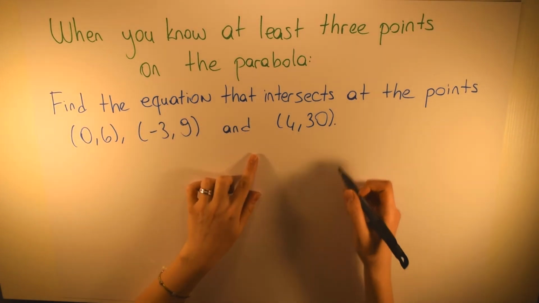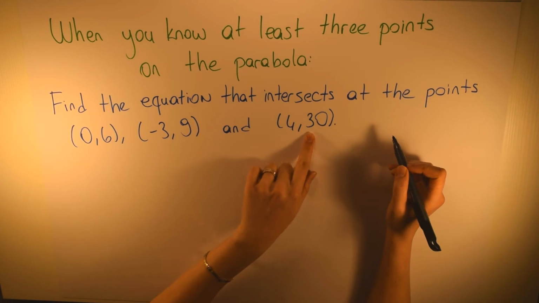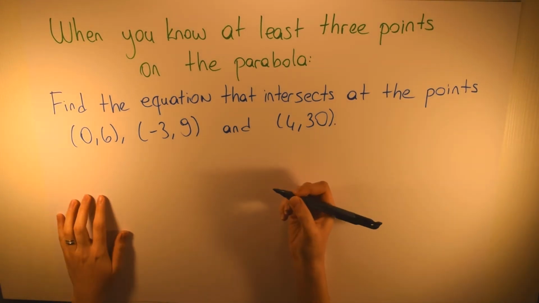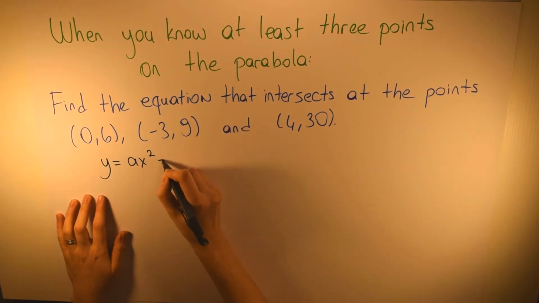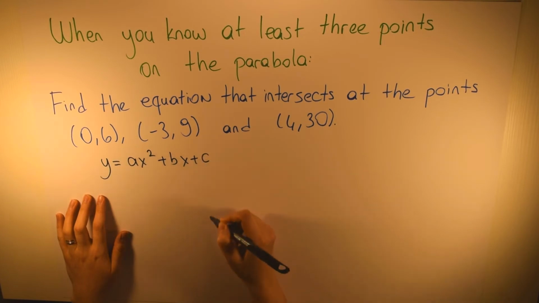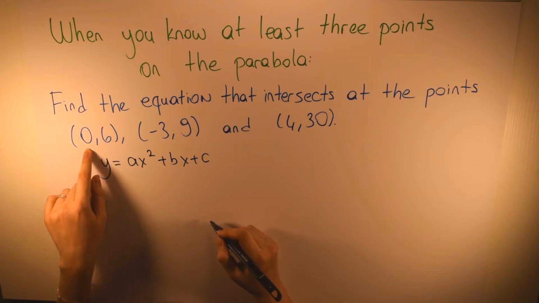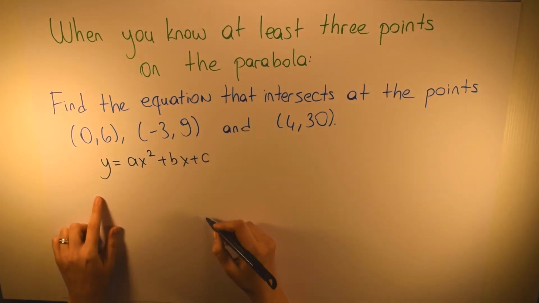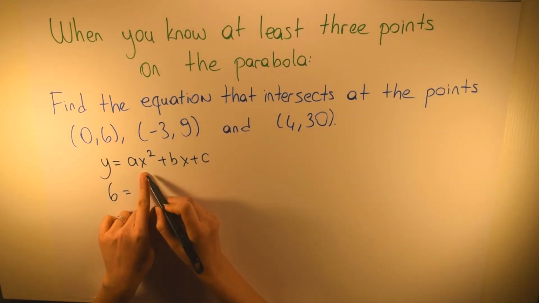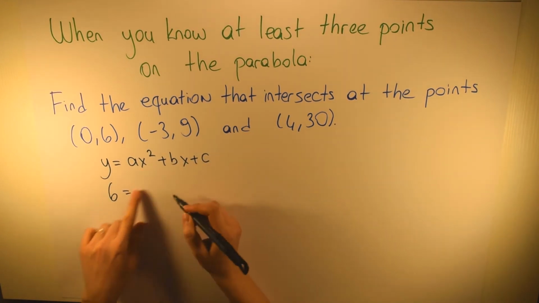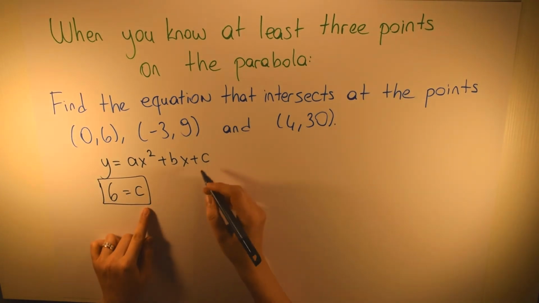Find the equation that intersects at the points (0, 6), (minus 3, 9) and (4, 30). So let's say our equation is y is equal to ax squared plus bx plus c. Okay, so let's start with this point. So here, when x is equal to 0, y is equal to 6. So when x is equal to 0, actually this will cancel, this will be 0, which means c is equal to 6, right? So we simply found the value of c.